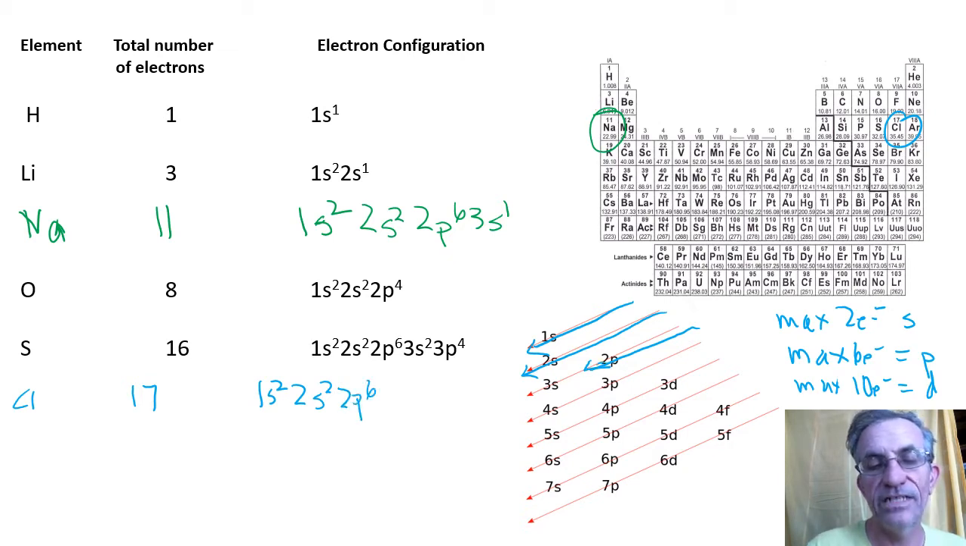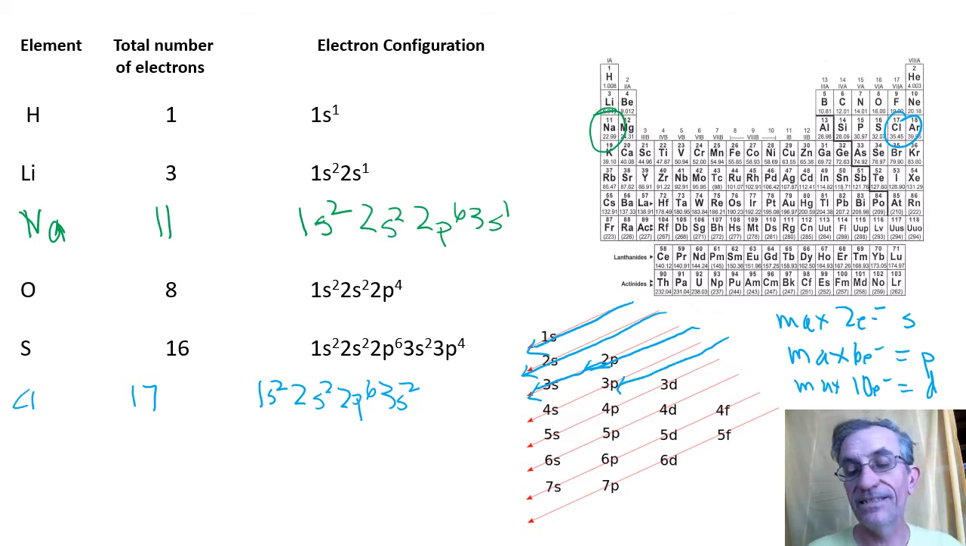2p6. Finish that arrow. 3s is next. 3s2. After 3s, I think we've only put in 12, so we got more to go. So we've put in 12 so far. So after 3s, we got to start going down the next arrow.